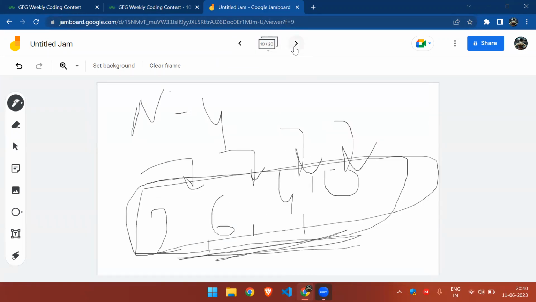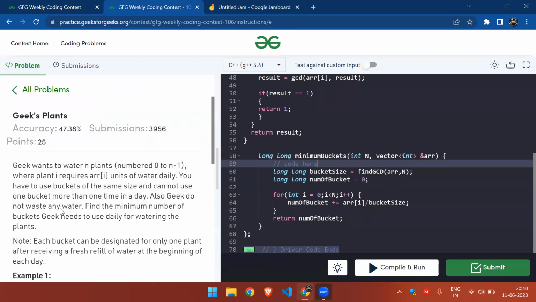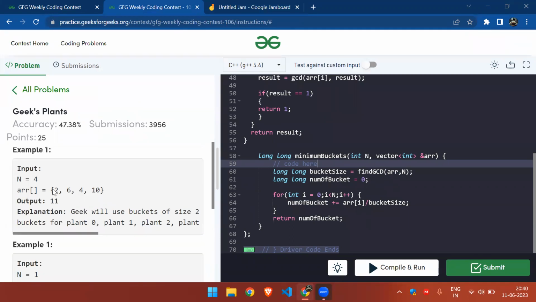So how are we going to calculate the size of the bucket? We have to select the size of the bucket such that, as given in the question, you have to use buckets of the same size. It means if plant 1 requires 2 units of water, the bucket size should be capable of watering it with 2 units, and there shouldn't be any wastage. So by reading this statement, I thought of calculating the GCD of these elements.